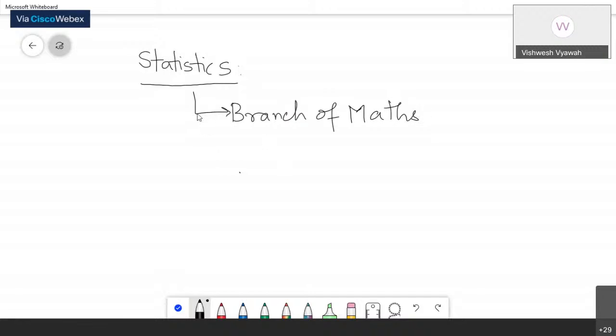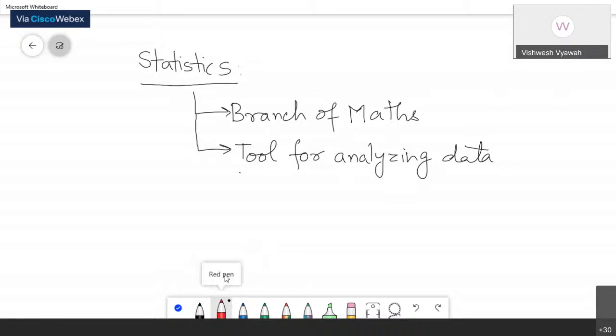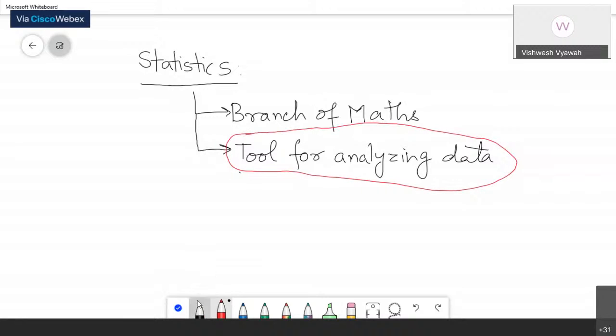It's a branch of mathematics. What does it do? It is a tool for analyzing data. Okay, so we should remember these two important things: that the most important thing, it's a branch of mathematics, that's fine, but it's a tool that is used for analyzing the data.